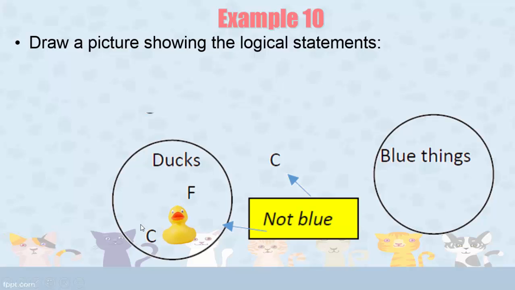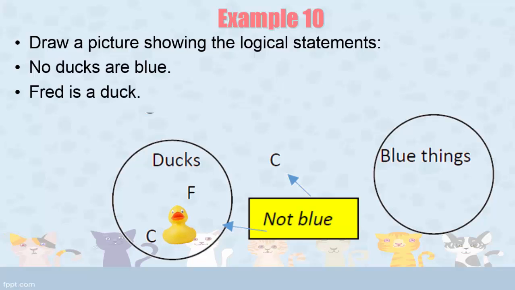So now we're going to draw another picture using Euler diagrams to discuss a logical statement. No ducks are blue, Fred is a duck, and Cindy is not blue. Well, we see blue things, and we put two separate circles because they do not overlap, since ducks are not blue. Fred is a duck, so Fred definitely goes into the duck place.